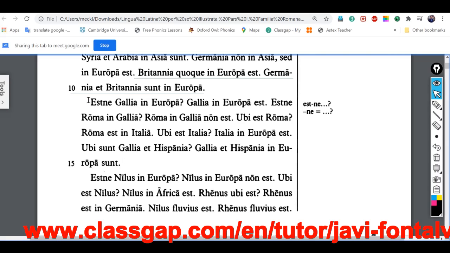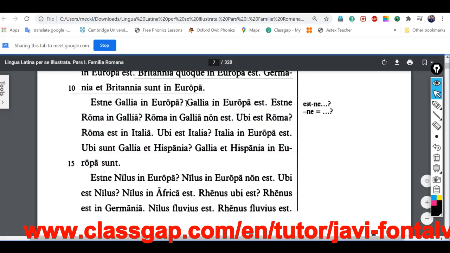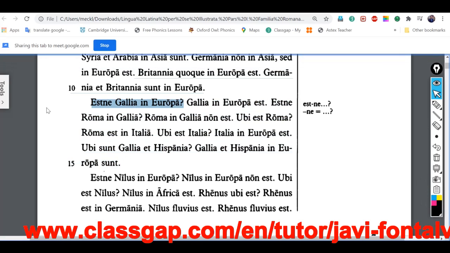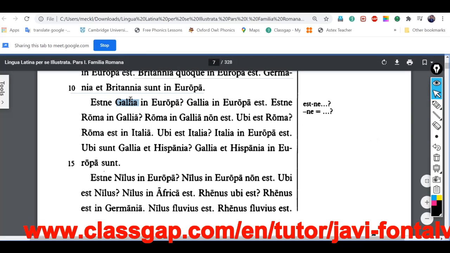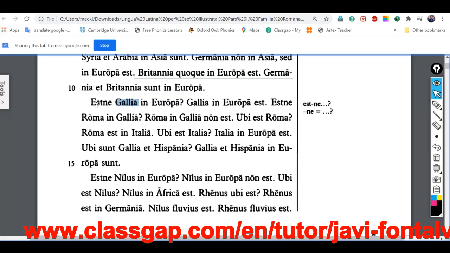Okay, let's translate that into English first. So, what do you think the first sentence means here? It seems like it's asking a question. Esne Gallia in Europa? Is Gaul in Europe?